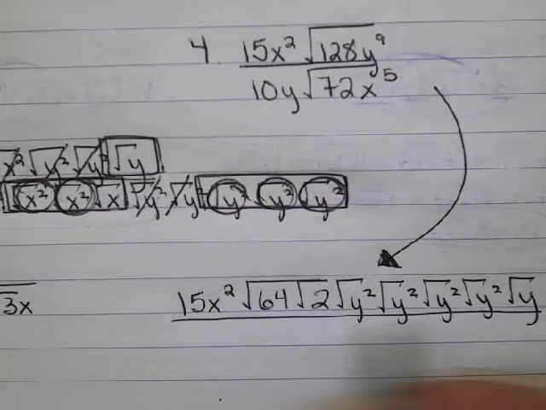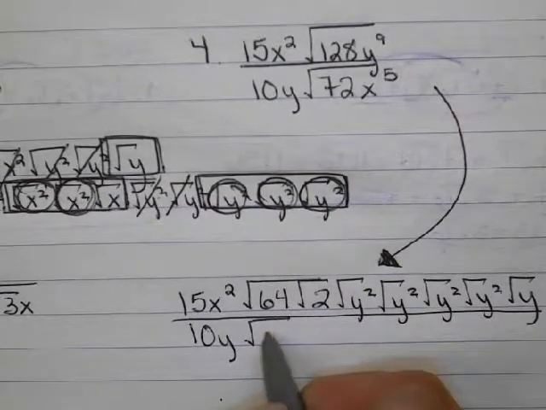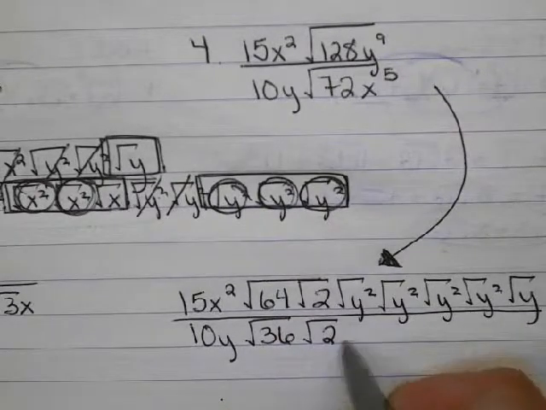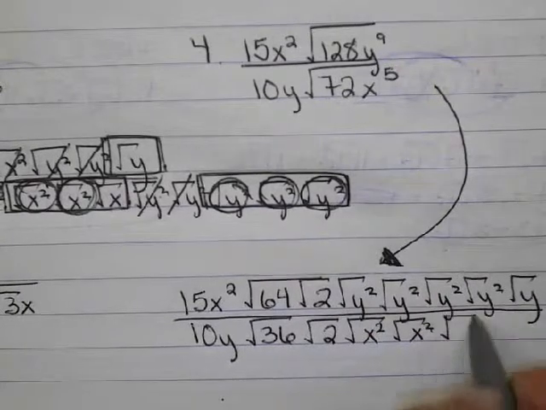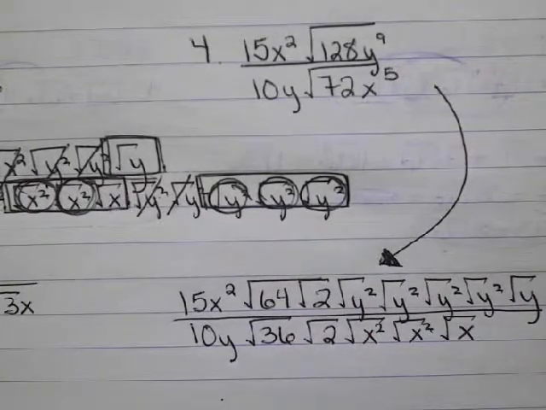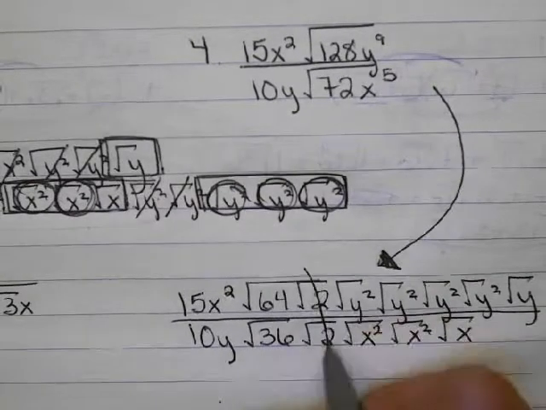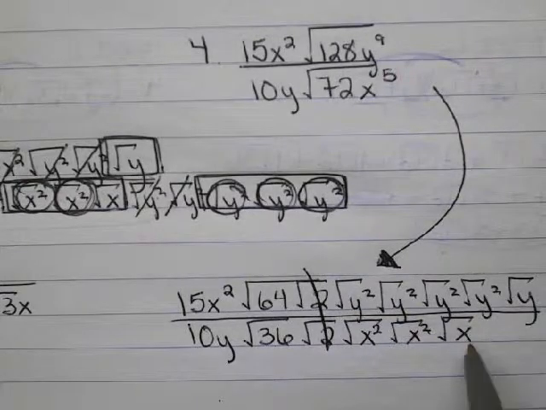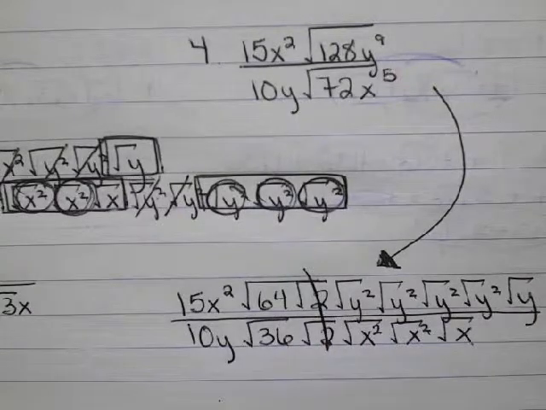All of that is going to be over 10y. Break up the 72 into 36 and 2. There's 36 and 2, and then x to the 5th. So 2, 4, 5. Alright, now let's simplify. Square root 2, square root 2, those can go away. I don't have any y squares that can cancel with anything on the bottom, and I don't have any x's that can cancel with anything at the top.